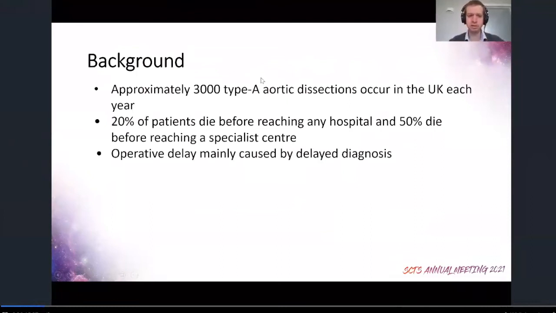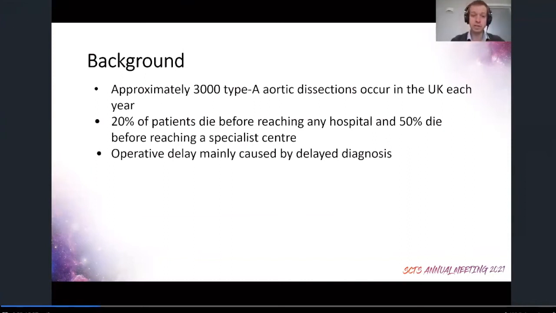So just a little bit of background. There are about 3,000 type A aortic dissections each year in the UK, and 20% of these patients will die before reaching any hospital, and 50% of patients will die before reaching a cardiothoracic centre. So clearly there is a potential for improvement in this time-critical diagnosis, and we're interested in trying to maximise the number of patients who have the opportunity to have a definitive management of their dissection at a cardiothoracic centre.